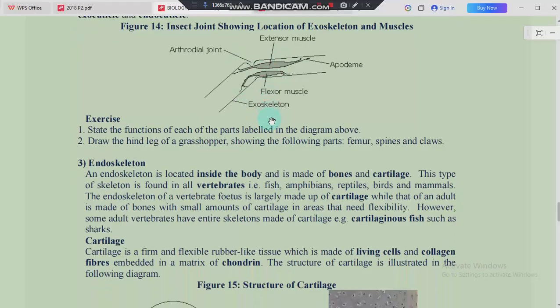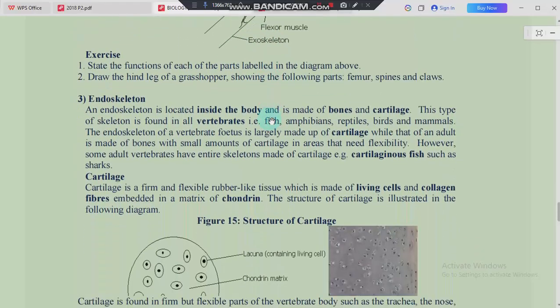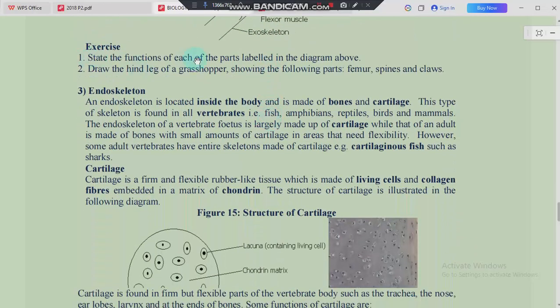I hope I remember the right one. So here is a simple exercise that you need to do. State the functions of each of the parts labeled in the diagram above.